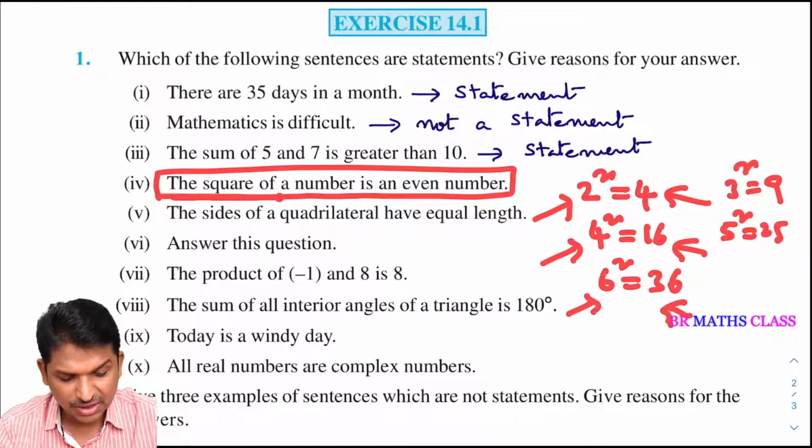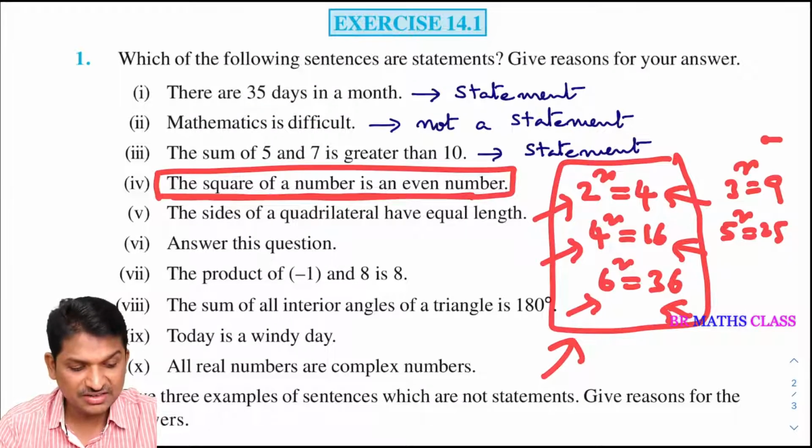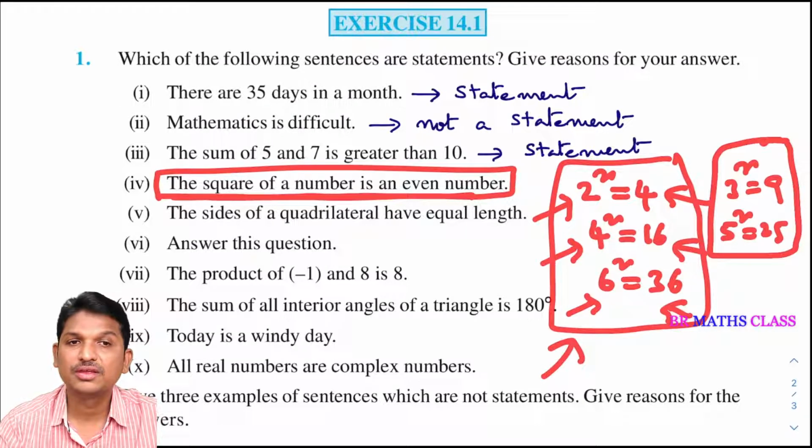The statement that the square of a number is even is true for some numbers. You observe that for these numbers it is true, but for these numbers it is false. That means this statement is true for some and false for some. I hope you are understanding. This is both. This is true for some numbers and false for some numbers.